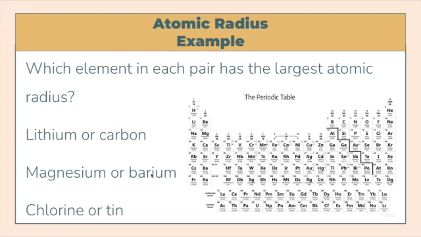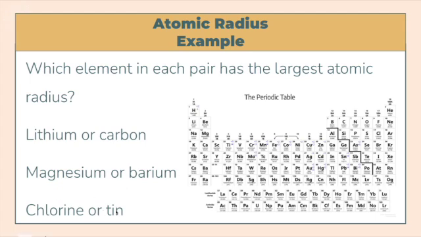If we compare magnesium and barium, magnesium is right here, number 12, and barium is number 56. These elements are in the same group, and when two elements are in the same group, they differ in the number of electron shells. As you go down the group, the atoms have more and more electron shells, making them larger in size. So because barium is lower in the group than magnesium, barium will have the larger atomic radius.